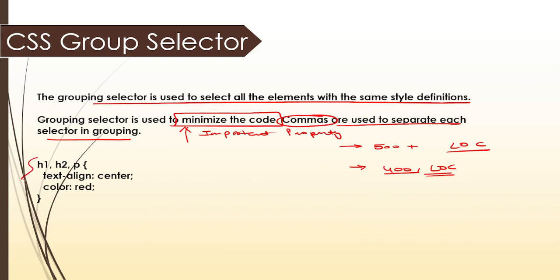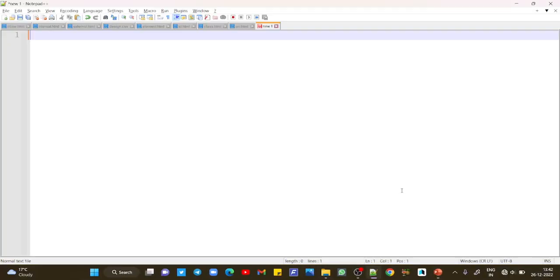As you can see here, I have added an example. We have three selectors here: H1, H2 and P. Heading 1, heading 2 and paragraph. I want to give similar properties to all these HTML elements, so for that we can use group selectors. Now let's move to the practical part.